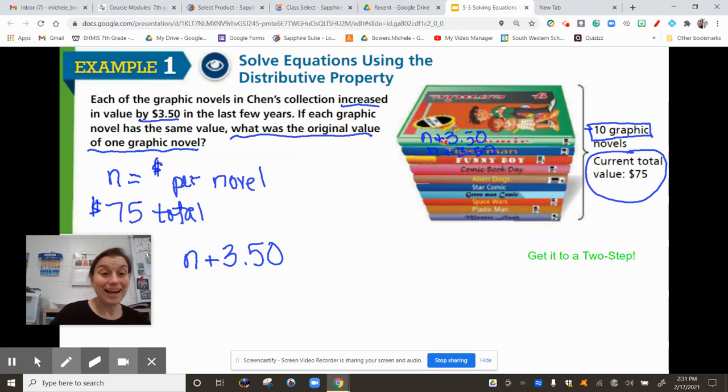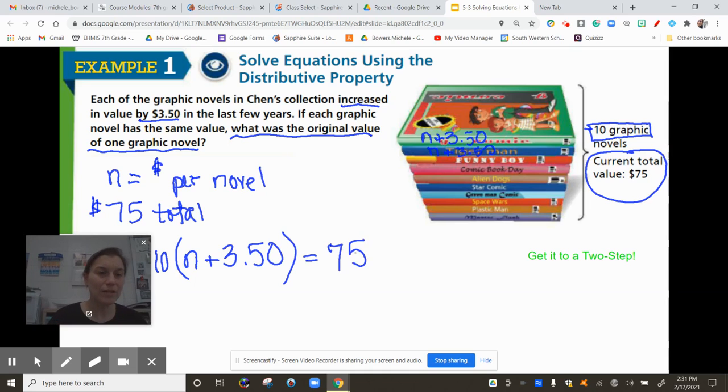So I would have to add each one. I would have to add N plus $3.50 plus N plus $3.50 and so on. But how many sets of those do I have? So since each one is this amount, that's really 10 of the same amount. So I'm going to take the amount of one, which is N plus $3.50, and I'm going to multiply that by 10, because all 10 of them are the same price or value. When I add the entire collection together or multiply the amount by 10, the total value is $75. So now I've written the equation.